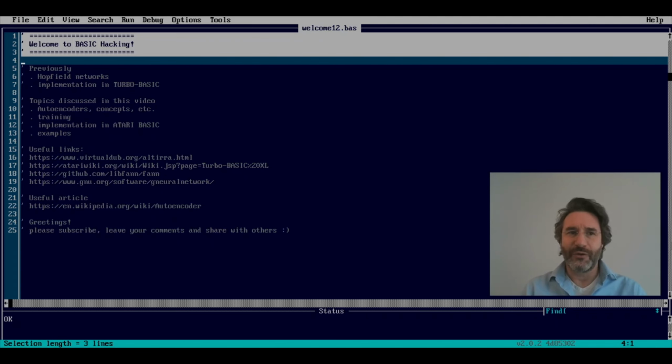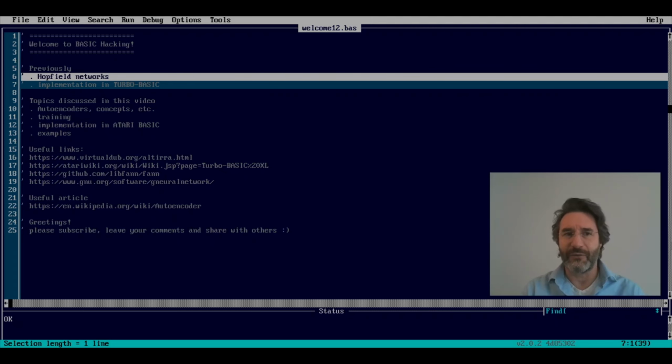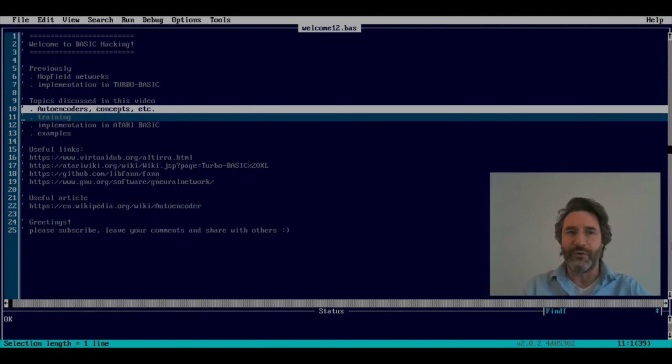So last time we introduced the concept of Hopfield networks and we have shown a few examples and an implementation in Turbo Basic of how to implement a Hopfield network on the Atari. Previously, before this video, we also introduced another concept that is coming from neural networks, which is the feed-forward neural network. So in this video, we are going to continue to describe new kinds of neural networks, and in this particular video here, we are going to introduce autoencoders, the main concept and what they are used for.